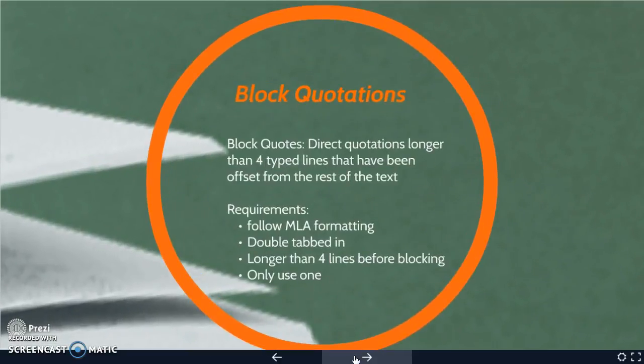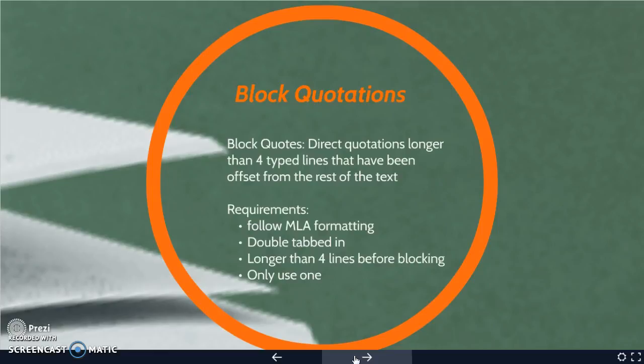Finally, the other thing that you can do in this essay is to use block quotations. Block quotations are direct quotes that are longer than 4 typed lines, and they have to be offset from the rest of the text. You can use them in your essay as long as you follow these requirements.